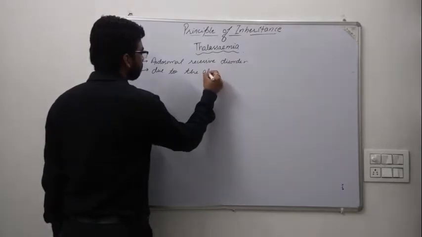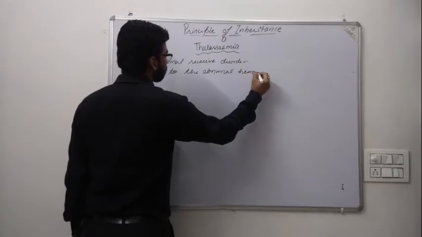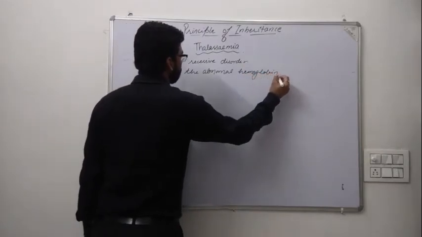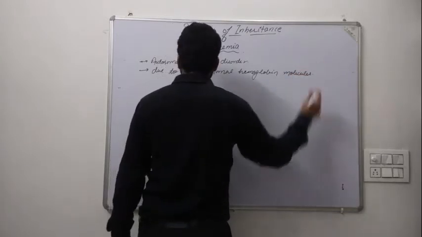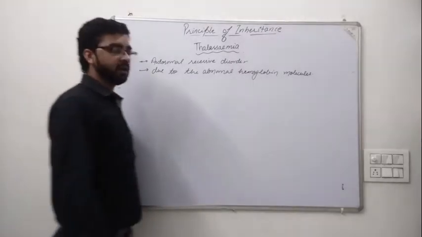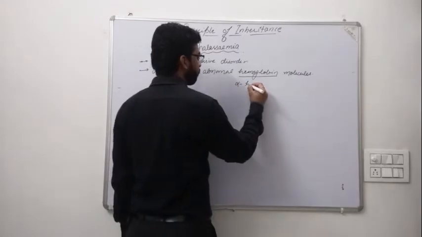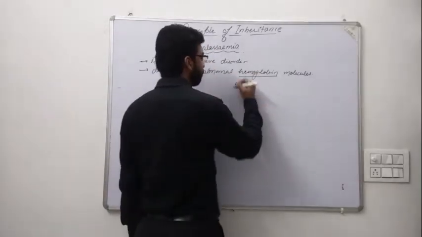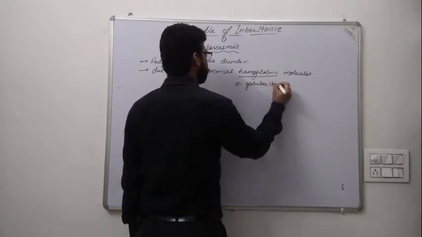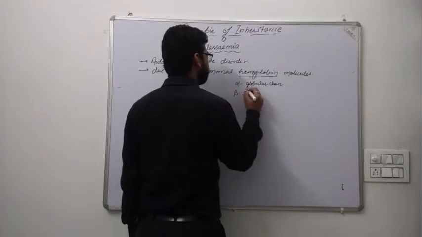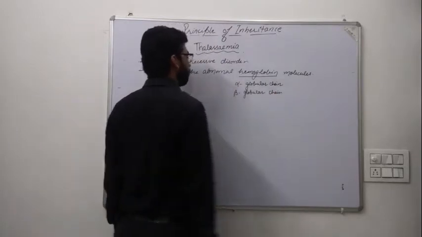The abnormal hemoglobin molecules. Here hemoglobin molecules have two globular chains, that is called alpha hemoglobin or alpha globular chain, and beta globular chain here.